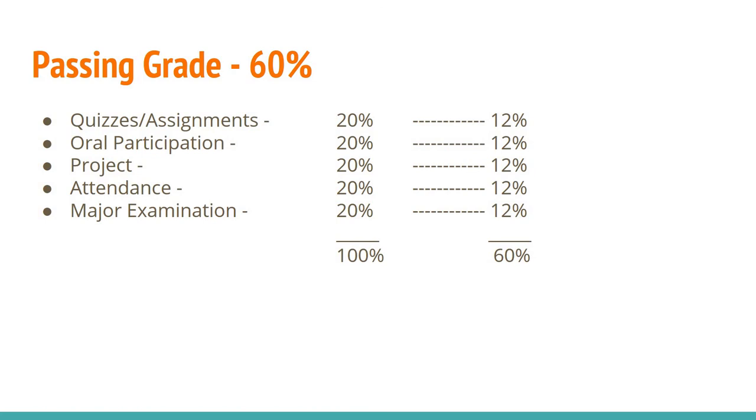So, to pass this subject, you must achieve a 60% grade. 60% for all these breakdowns. So, if one breakdown is 20%, for example quizzes and assignments, you should have 12%, because 12% is 60% of 20%. So, overall, the passing grade will be 60%.